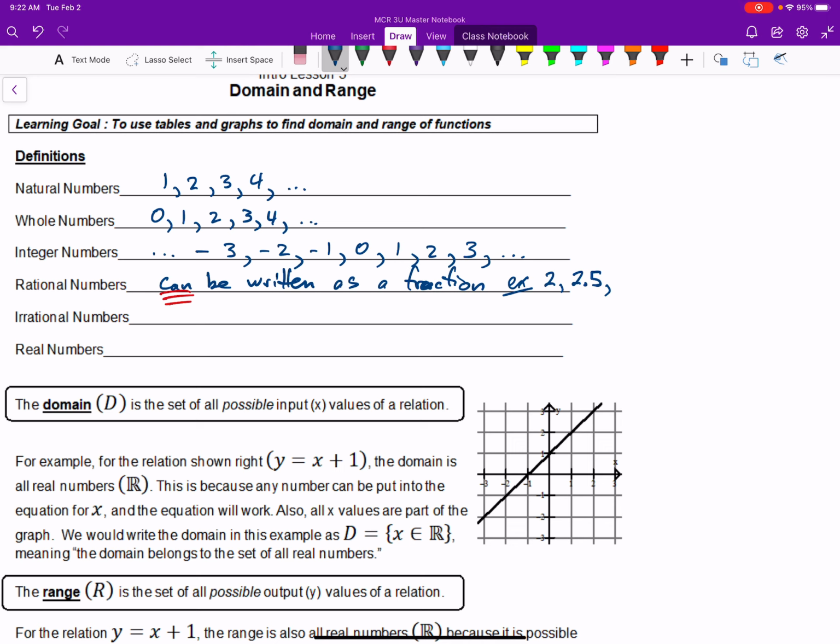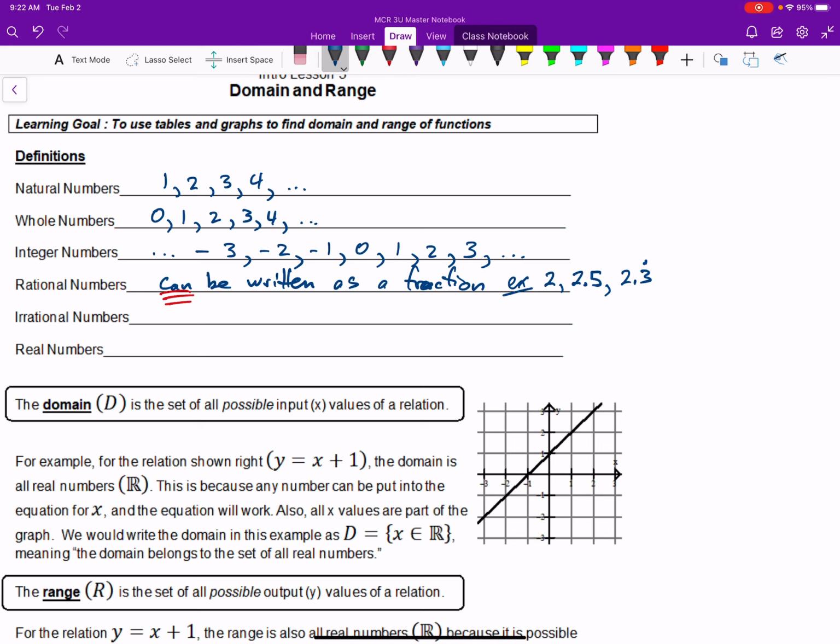Or decimals that repeat, like 2.3 repeating. That would be the same as 2 1/3 if I wanted to think of it as a mixed number. And then once I've got it as a mixed number, 2 1/3, I could change that to 7/3. So again, anything that either is a whole number, is a terminating decimal, or is a repeating decimal can be written as a fraction. That makes it rational.